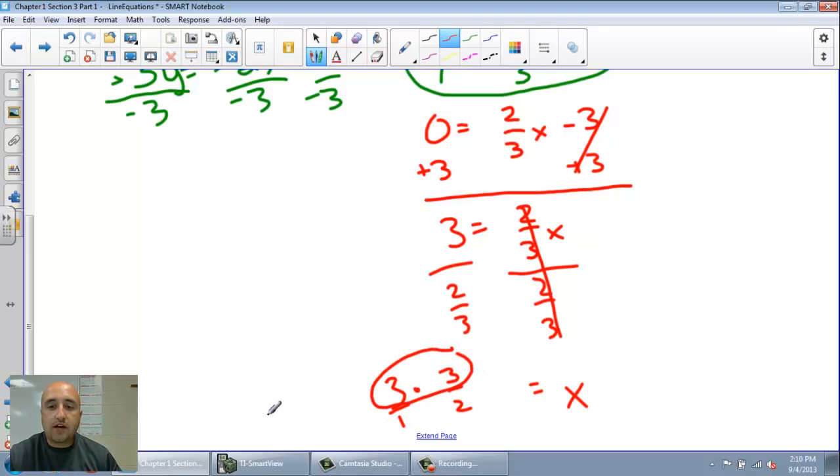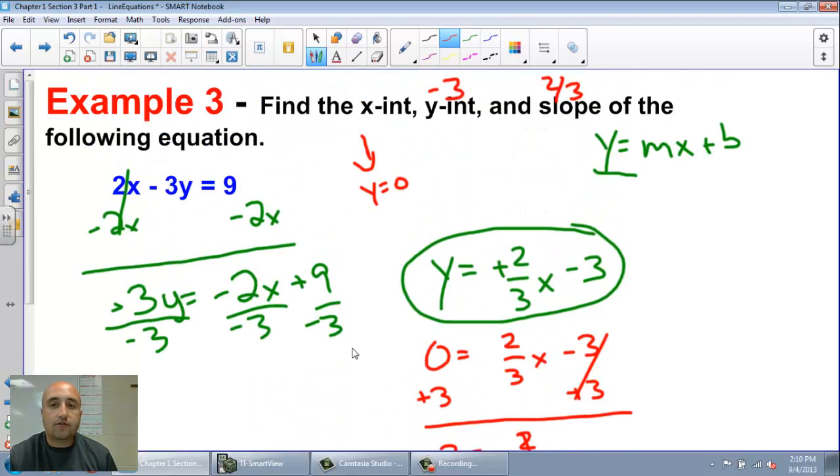3 times 3 is 9. 2 times 1 is 2. 9/2 does not reduce, so that is our x-intercept, 9/2. So I'm going to go back up here. Our x-intercept is 9/2, y-intercept is -3, and the slope is 2/3.